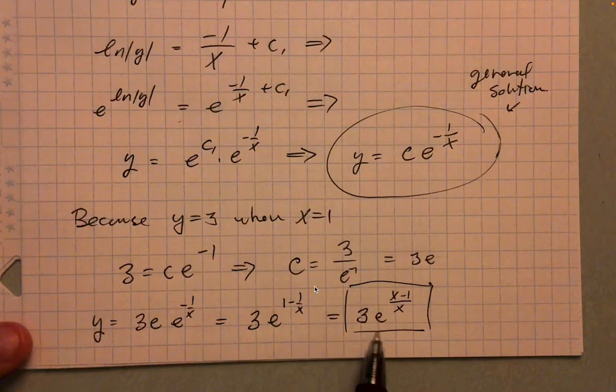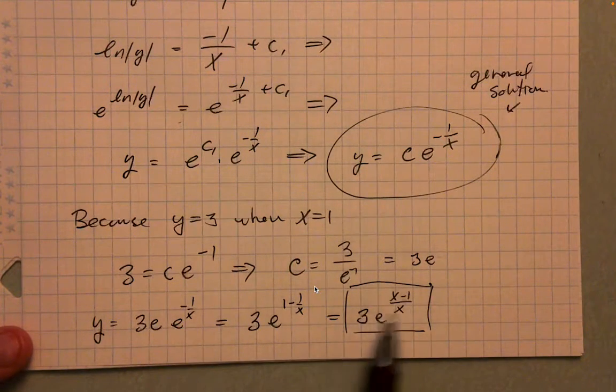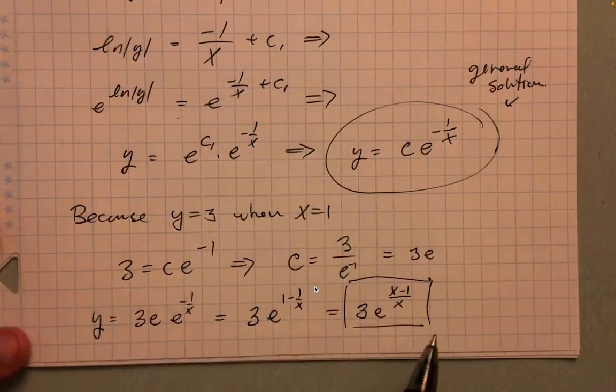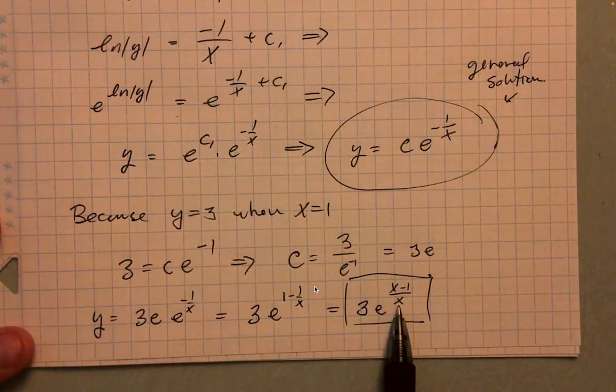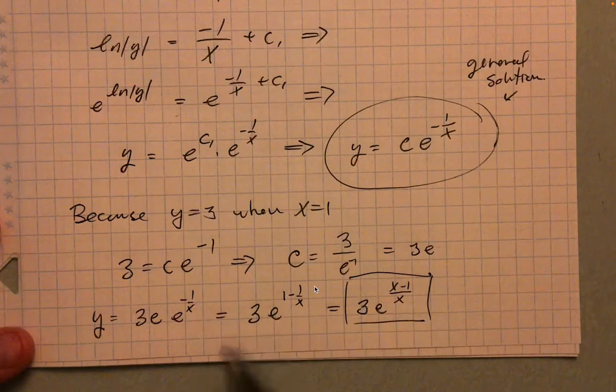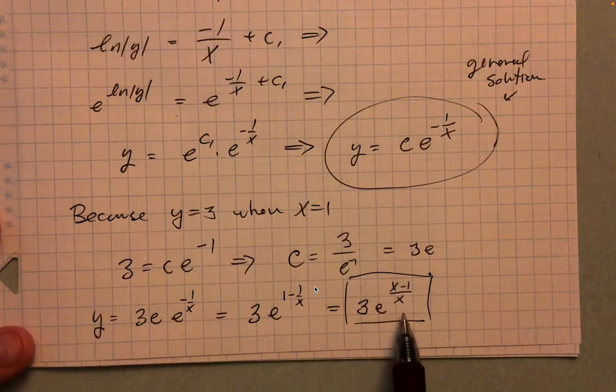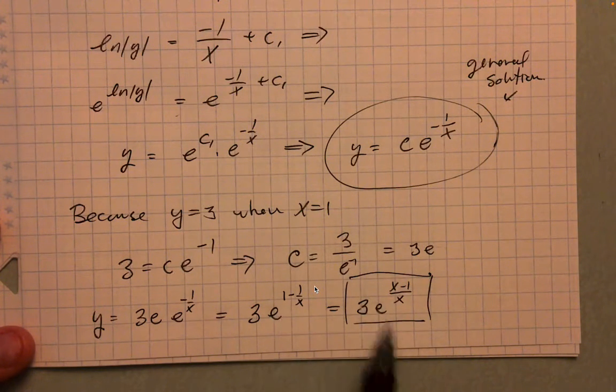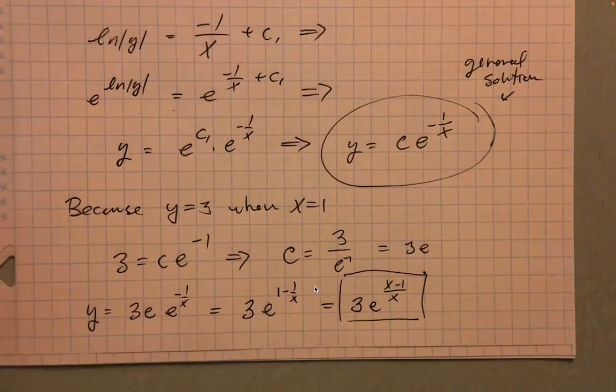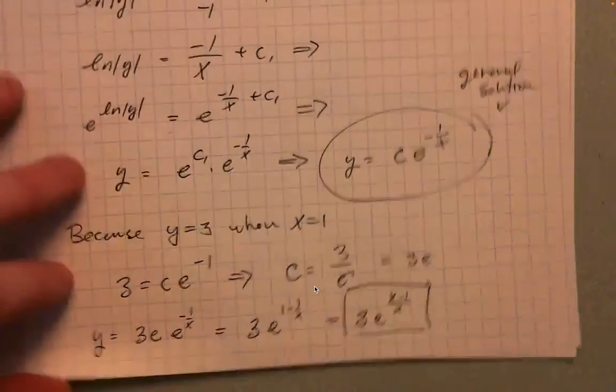Right, so if we were to plot this curve, y equals 3e to the x minus 1 over x, then it would have a slope of y over x squared everywhere, right? The first derivative is y over x squared, and the curve would pass through the point 1, 3, right? So it would satisfy all of the conditions that the problem is asking for. Okay. All right, very good.